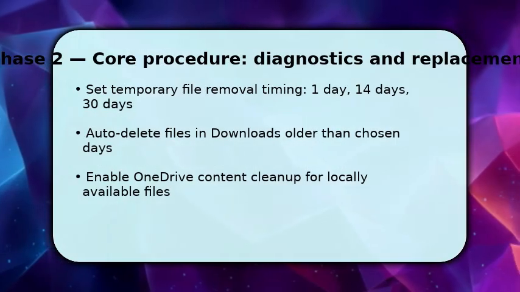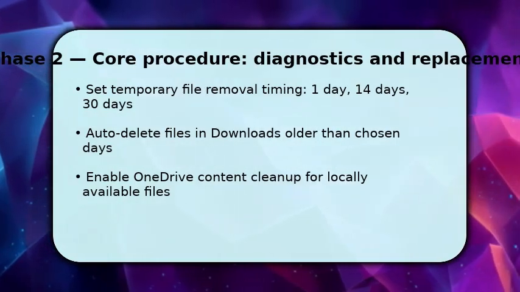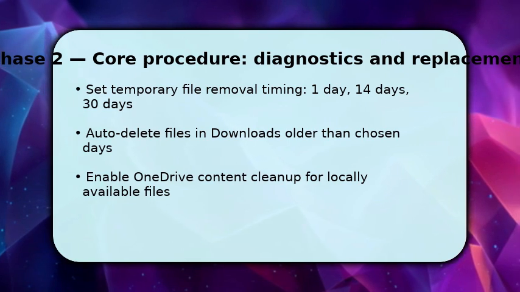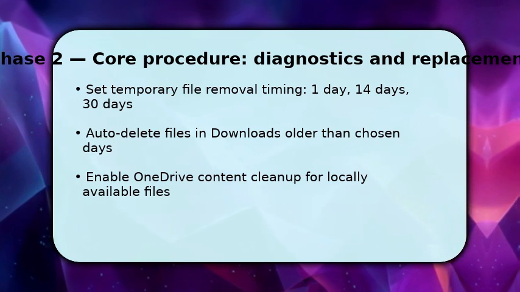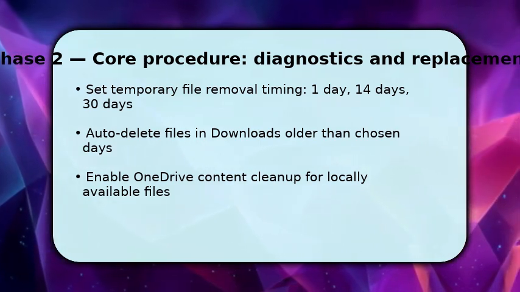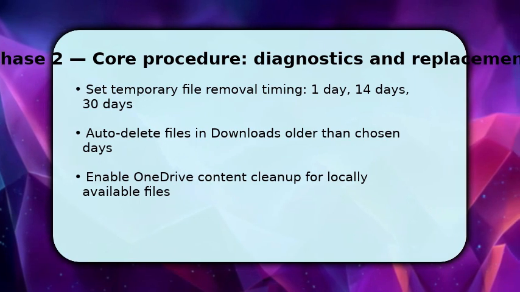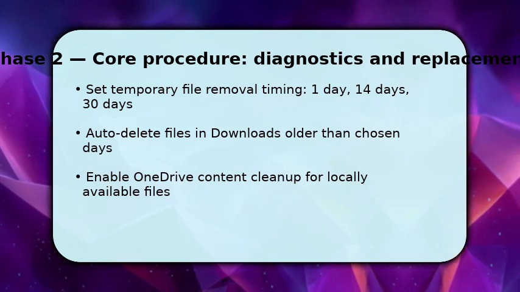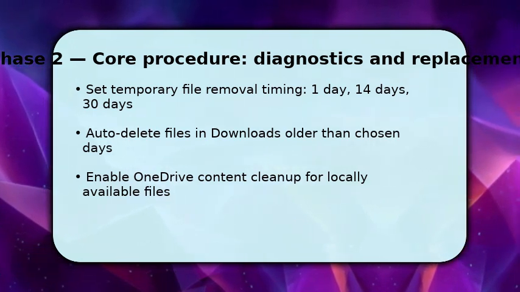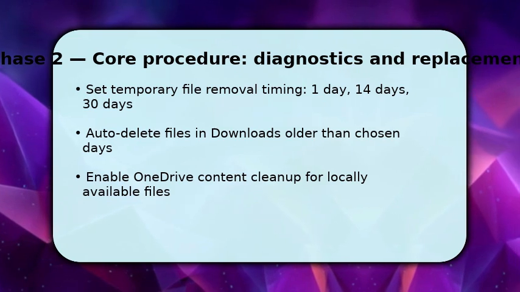Next, configure the detailed cleanup options so Storage Sense only deletes what you want. Choose how long temporary files stay, 1 day, 14 days, 30 days, because shorter retention frees space but may remove useful temp data. Decide whether to auto-delete files in downloads older than a set number of days. Keep this off if you store important files there.